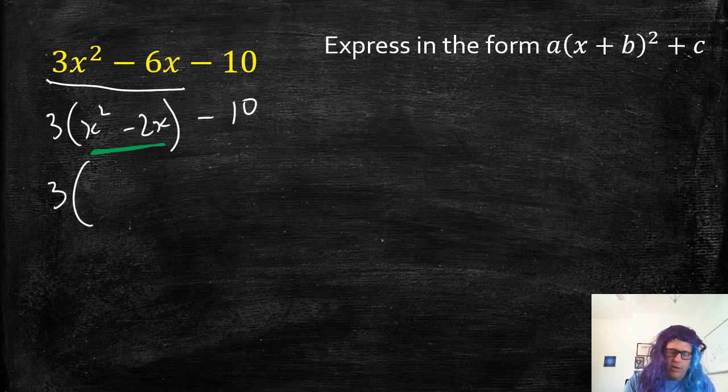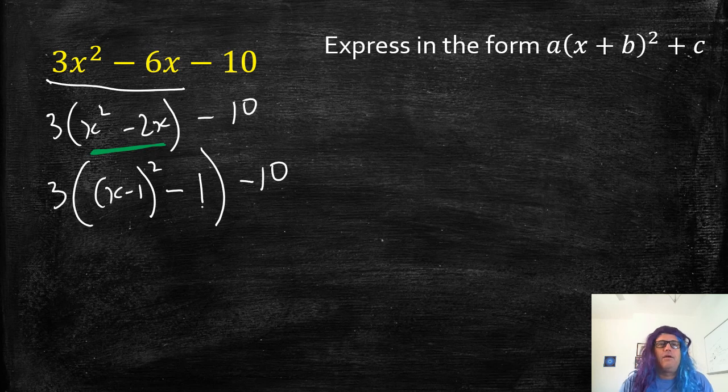X squared minus 2x is going to be x minus 1, right? It's always half of that, 2 squared, always minus, right? Minus 1 times minus 1 is plus 1. And then my minus 10 at the end there is tagging along.